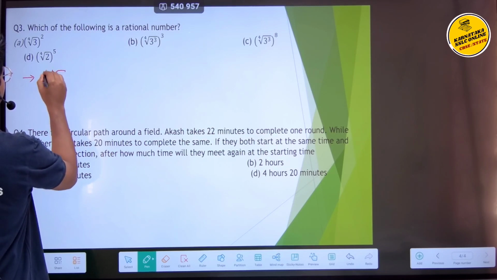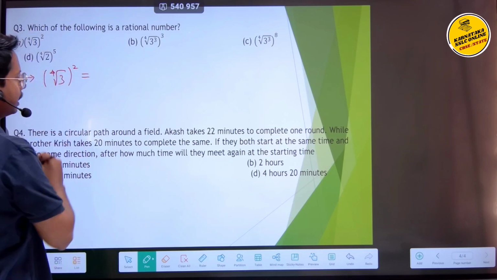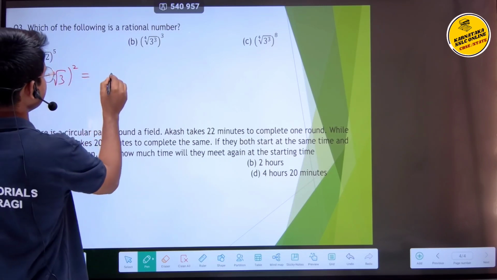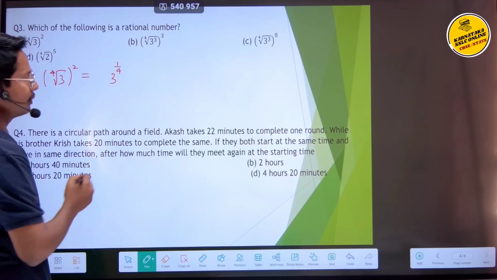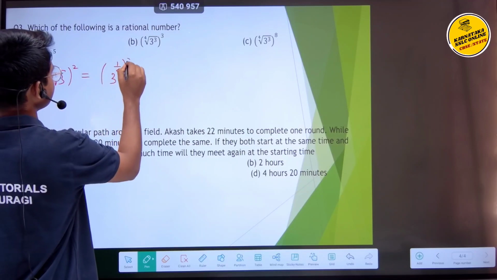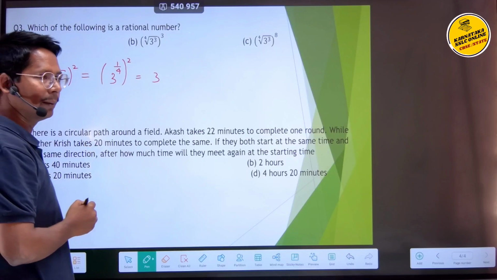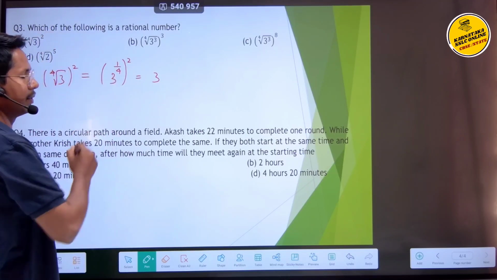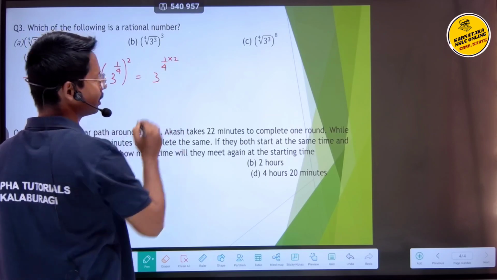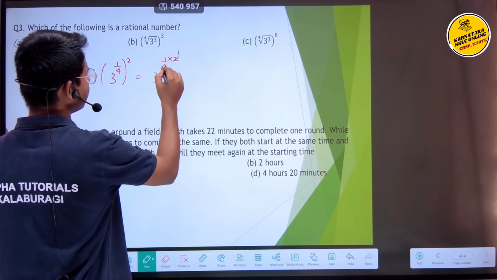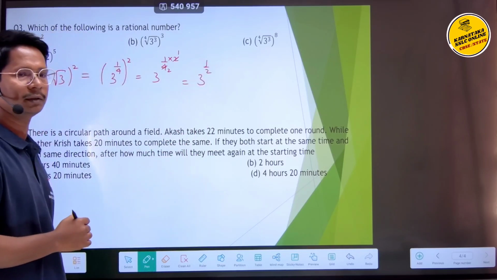the fourth root of 3, whole square. So I'll write the root in terms of a fraction as 3 to the power, fourth root means I'll write 1 by 4, and square. So it is going to be again a to the power m to the power n is equal to a to the power m into n, nothing but 1 by 4 into 2. So they get cancelled. You will get 3 to the power 1 by 2.